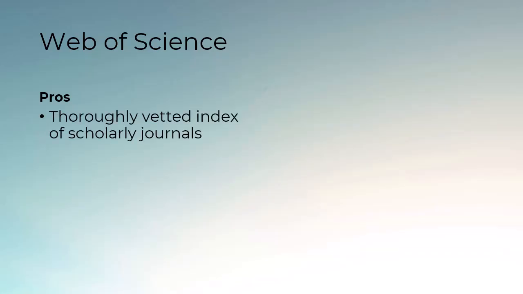Well, let's talk about Web of Science. Web of Science is an index. It's a large index of scholarly literature, and it is a thoroughly vetted index, so that all the journals that are included in the index have been assessed for quality, relevance, currency. They are all truly peer-reviewed journals that are indexed in Web of Science. So it's a great place to locate reputable research.